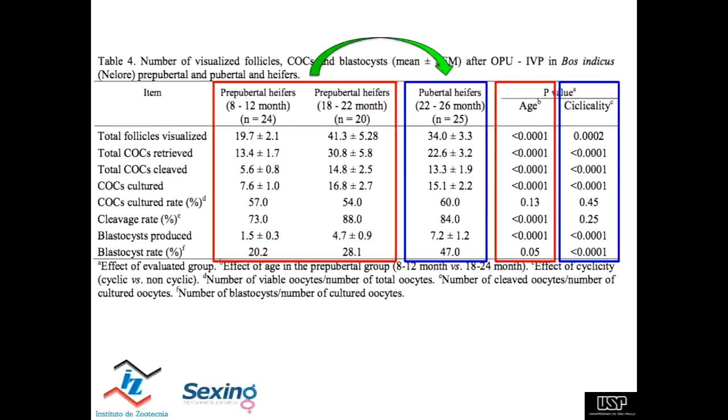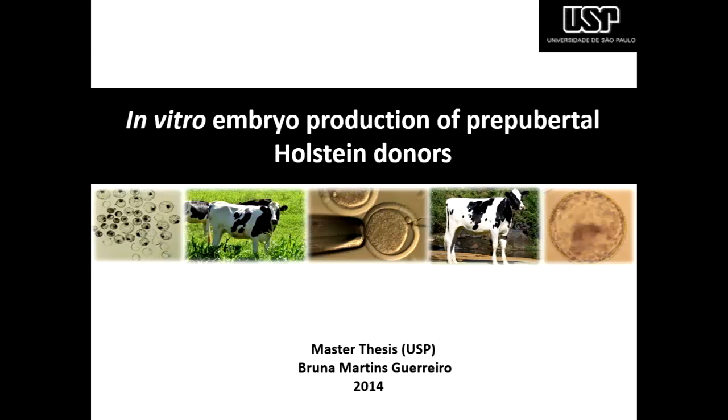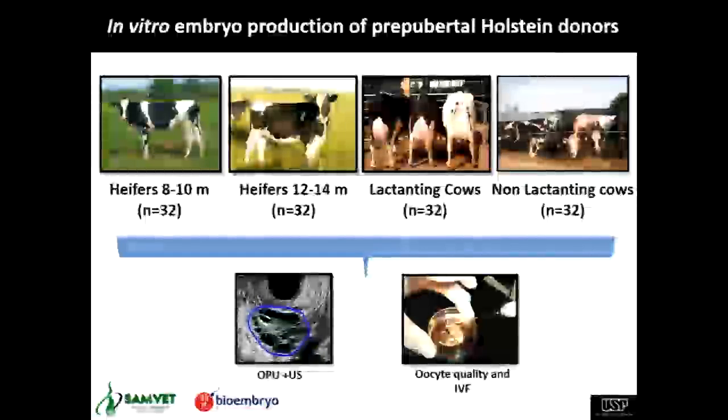So again, the young animals produce lower IVF production compared to cycling animals, or animals that are older, improving with age compared to the young animals. We also did this in Holstein. This is Bruna's thesis, she did a master's thesis with us.